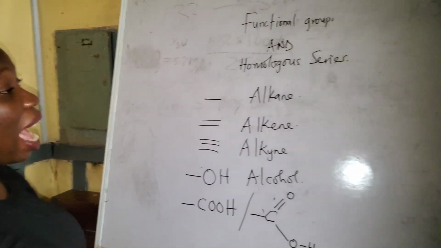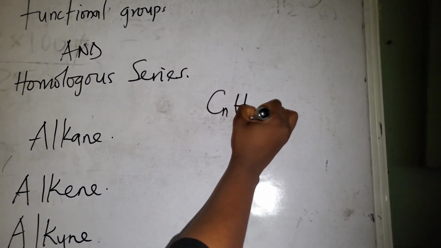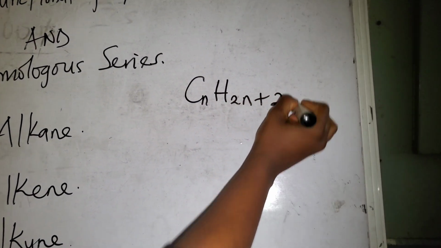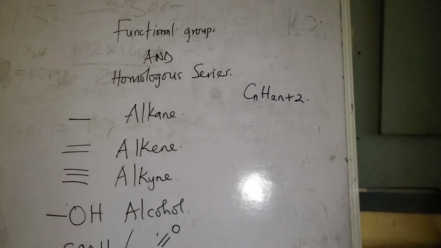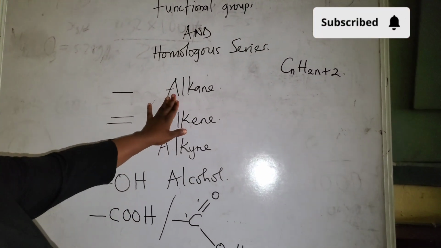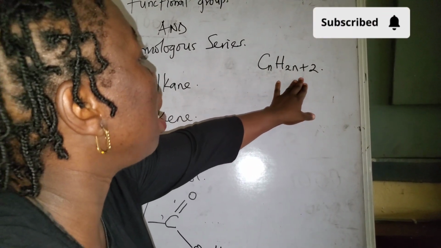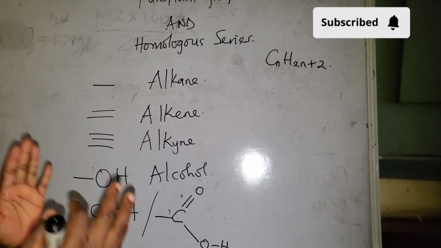So how do you know a series of hydrocarbons that belongs to the same family? We are going to take an example. We have the alkane. Alkane has a general formula, because a homologous series must have the same general formula. The general formula of alkane is CnH2n+2.